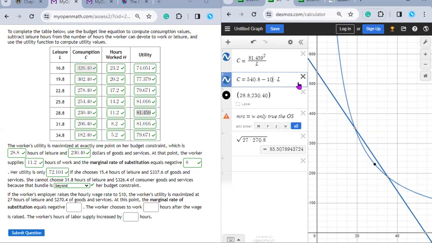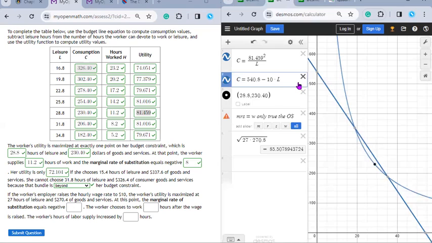It shifts outward because the value of our time is much higher at the new wage rate. But then it rotates clockwise because the economic rate of substitution, the wage, the slope of this blue line, has gotten steeper, right? So that's a new budget line, right?